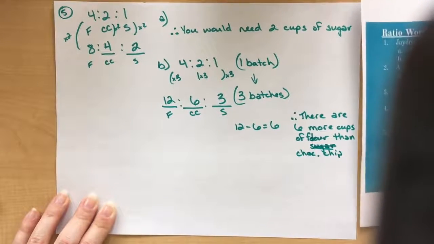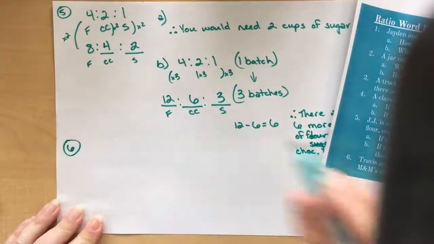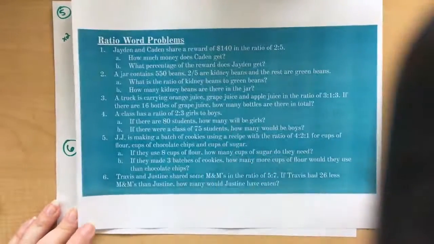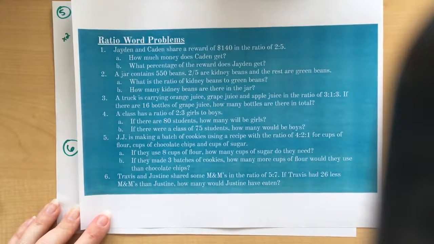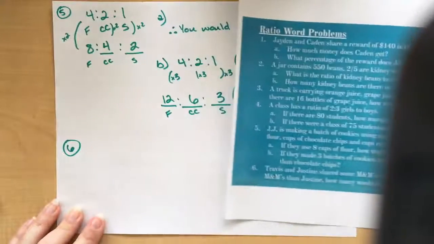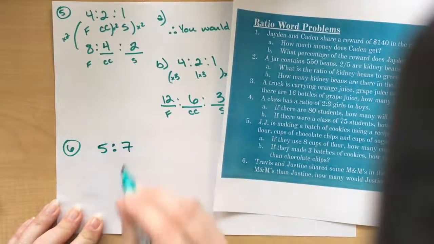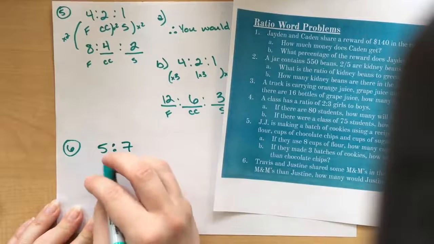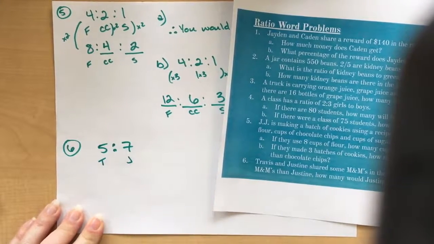Okay. All right, and finally number 6. Last one. Travis and Justine shared some M&Ms in the ratio of 5 to 7. If Travis had 26 less M&Ms than Justine, how many would Justine have eaten? Okay, so we start with our ratio that we know, 5 to 7, and the 5 represents what Travis is getting, the 7 represents what Justine is getting.